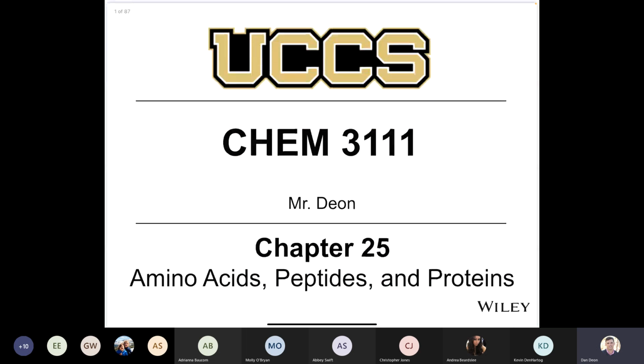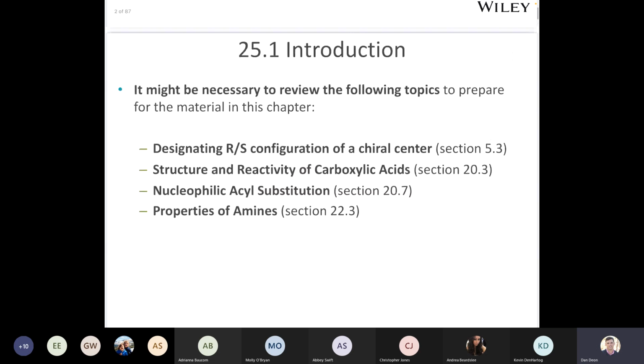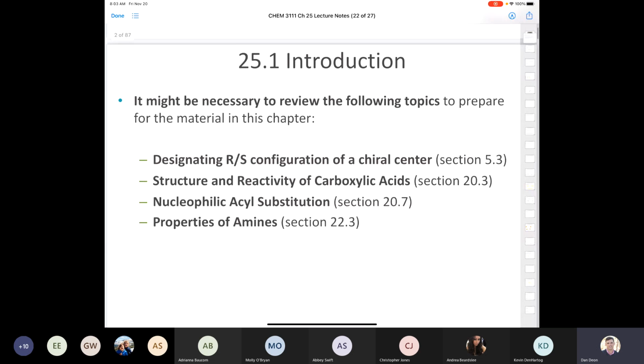Okay, Chemistry 3111. This is the second to last chapter in this class, which deals with amino acids, peptides, and proteins. So we're going to figure out what a protein is and a peptide. And of course, in order to figure out what those are, we have to start with amino acids. And you can probably guess what kind of functional groups are found in amino acids just by looking at the name.